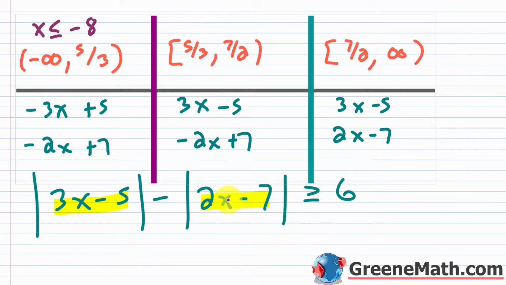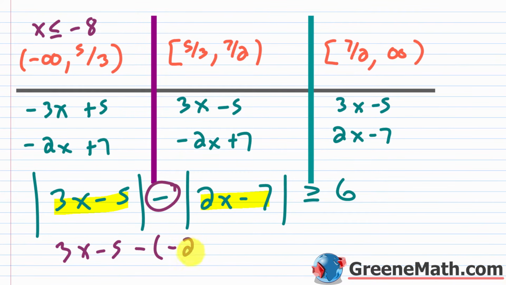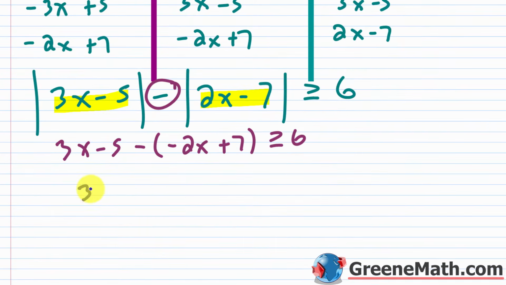Okay, for the next one, we're in this interval here. So let's think about dropping this and saying we have 3x minus 5. Then minus, you have to be really careful with this minus sign again. You're going to take this and put it in this place. So this would be the quantity negative 2x plus 7. And this is greater than or equal to 6. So we have 3x minus 5, and then the negative of negative 2x is plus 2x, and then the negative of 7 is just minus 7, and this is greater than or equal to 6.